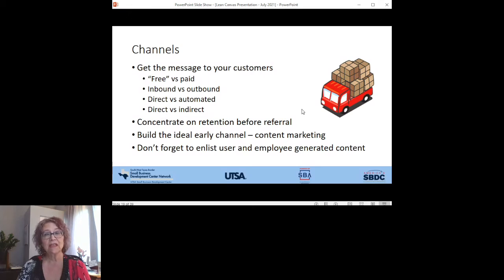And then don't forget to enlist user and employee generated content. This is one of the ways that companies have really found to increase their visibility and their engagement. Remember that your employees can represent your brand and get the word out if they're encouraged to do so and if you trust them to do so. But you want your users as well as your customers, both categories, to talk about your product and your service, to get them involved in sharing the message about you.